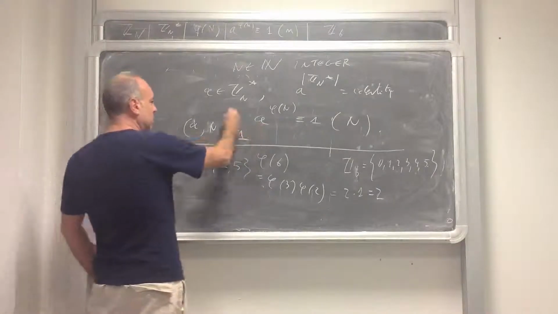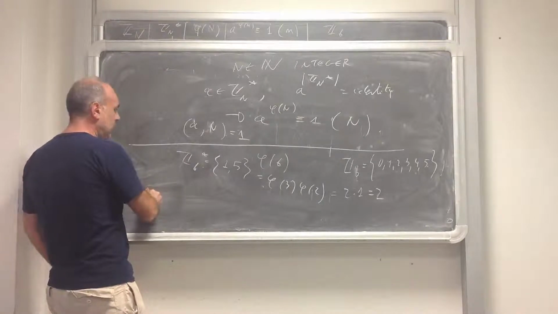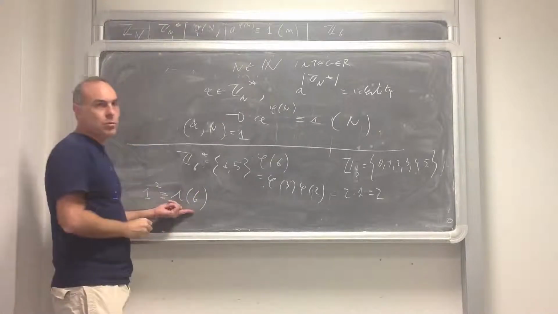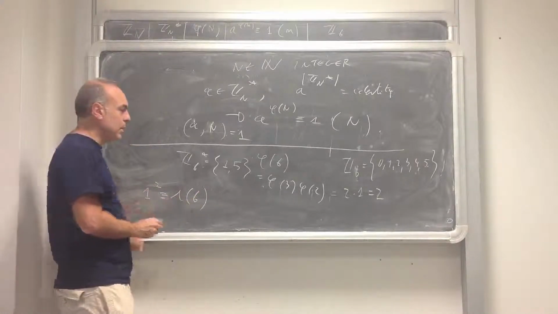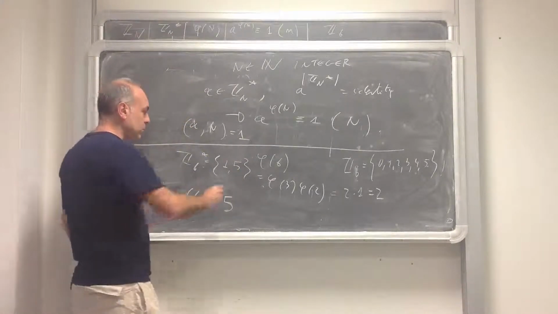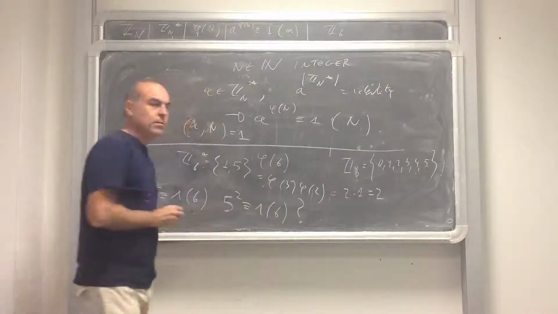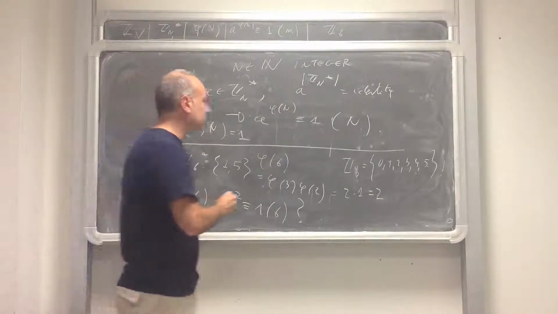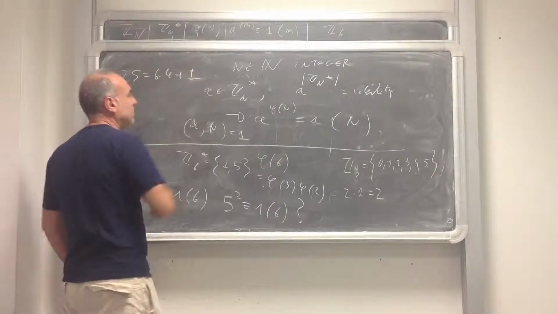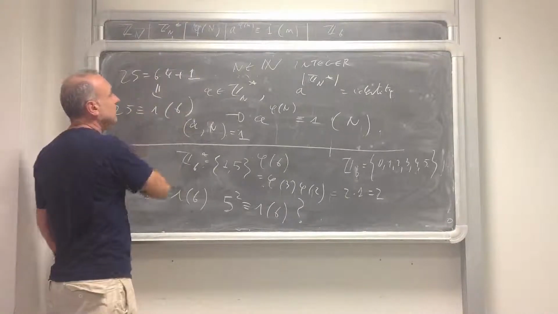And now, by applying the theorem, we have that 1 to the 2 is congruent to 1 modulo 6. This is obvious. Less obvious is about 5. 5 to the 2 should be congruent to 1 modulo 6. But 25 is 6 times 4 plus 1. So 25 is congruent to 1 modulo 6.